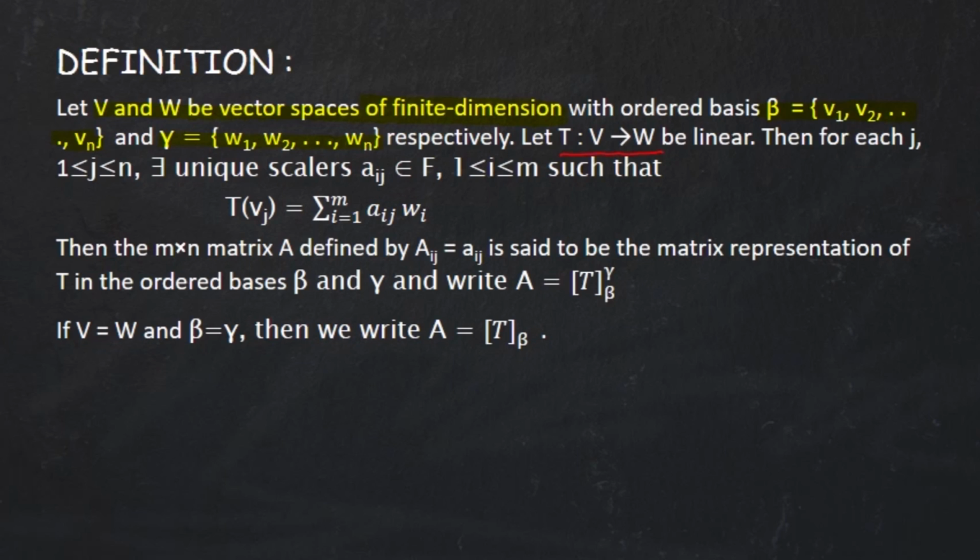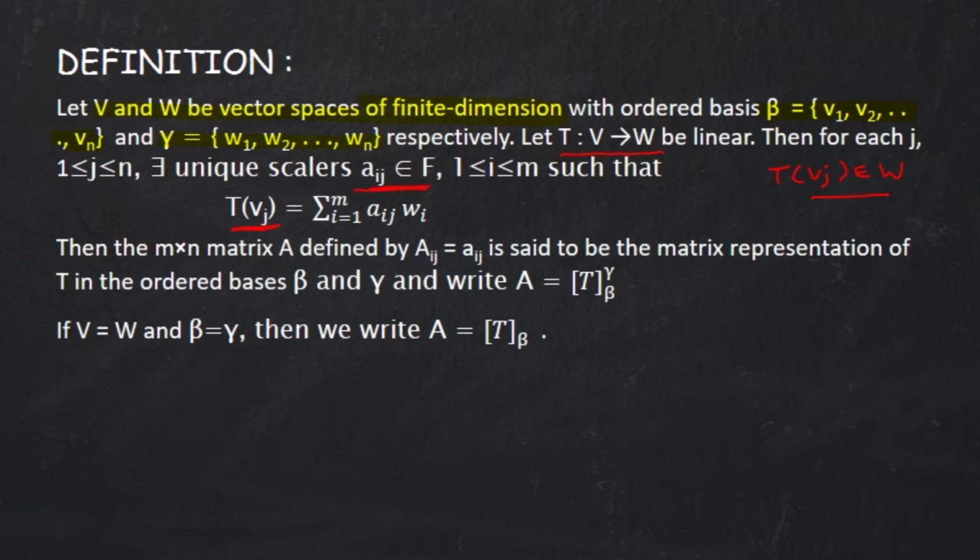Now, for every vj, where j lies between 1 and n, T vj, where does it belong? It belongs to W, right? And W has the basis w1, w2, up to wm. We have done a theorem which says that every vector in the vector space can be uniquely expressed as a linear combination of the basis elements. So because T vj belongs to W, there exist unique scalars aij in F such that every T vj can be expressed as summation i varying from 1 to m aij wi, right? Why have we taken aij? Because we want to associate these scalars to every vector vj.